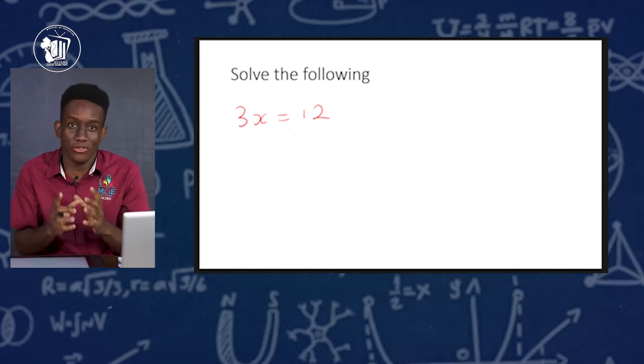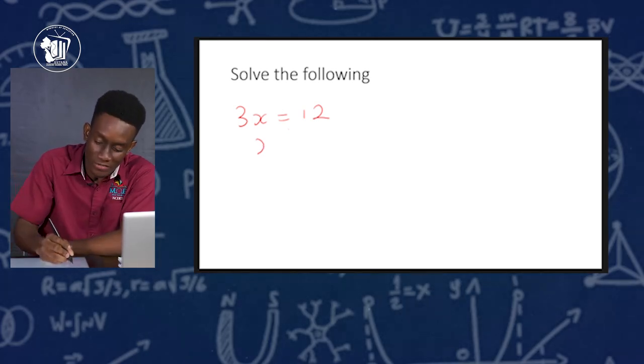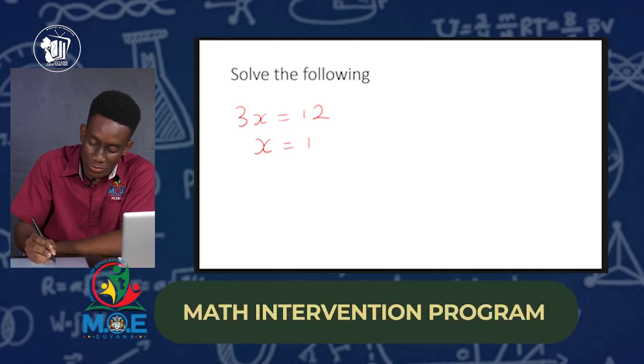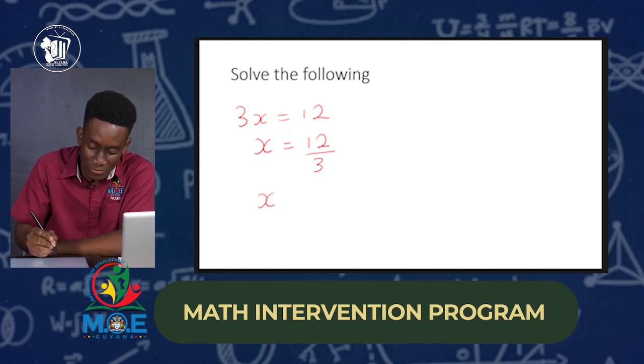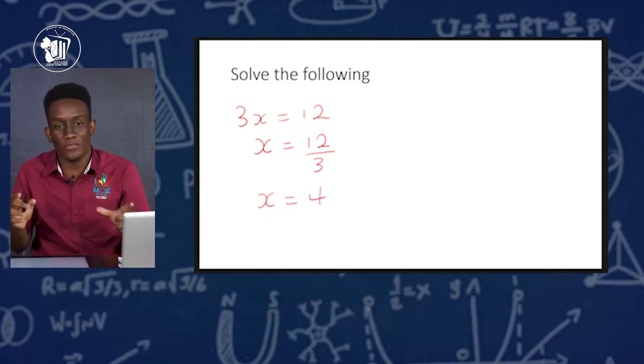So we take the 3 over the equal sign. The opposite of multiplication is division. So we'll have x is equal to 12 divided by 3. So x will therefore be equal to 4, because 12 divided by 3 would of course give you 4. So the value of x is 4.